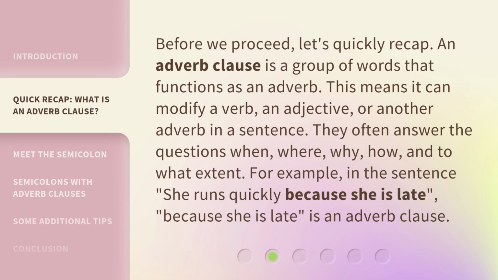Before we proceed, let's quickly recap. An adverb clause is a group of words that functions as an adverb. This means it can modify a verb, an adjective, or another adverb in a sentence. They often answer the questions when, where, why, how, and to what extent. For example, in the sentence, she runs quickly because she is late, "because she is late" is an adverb clause.